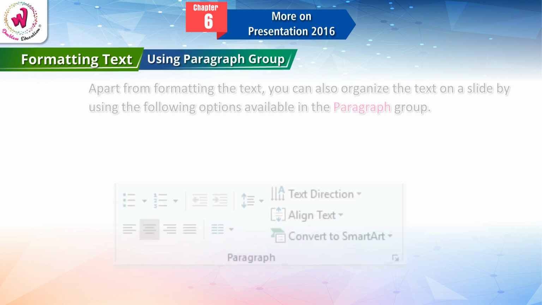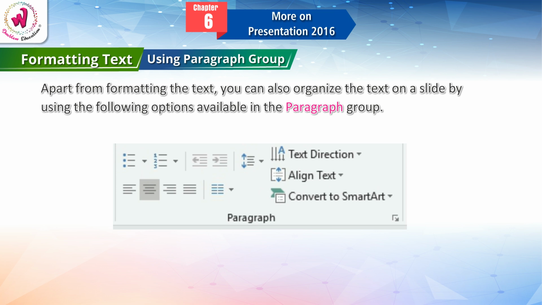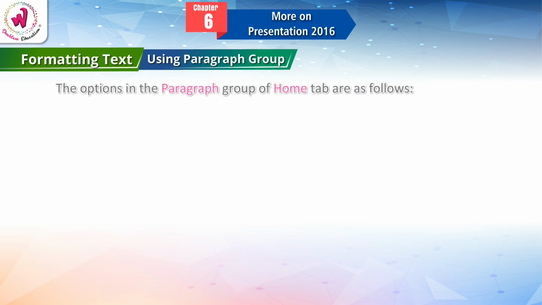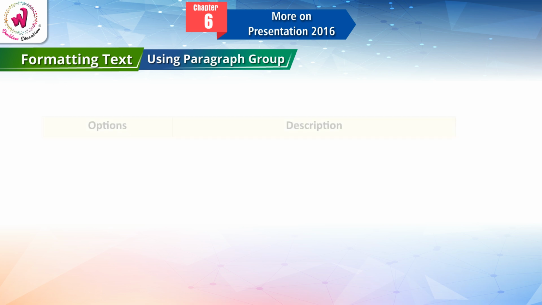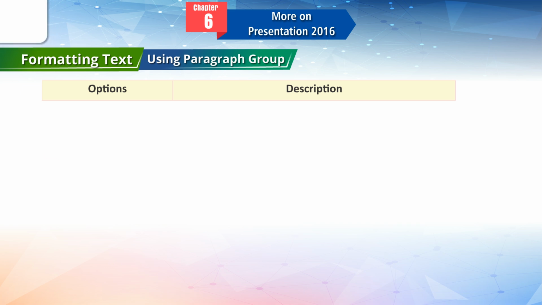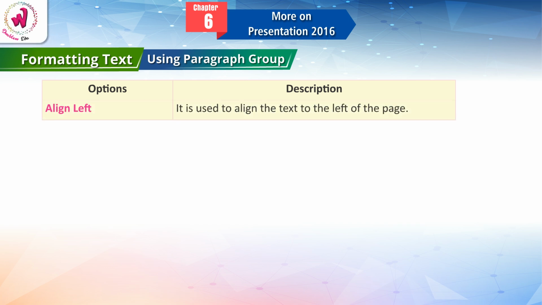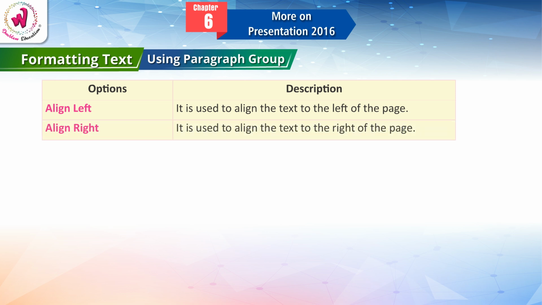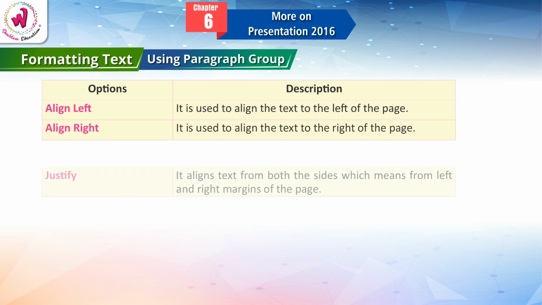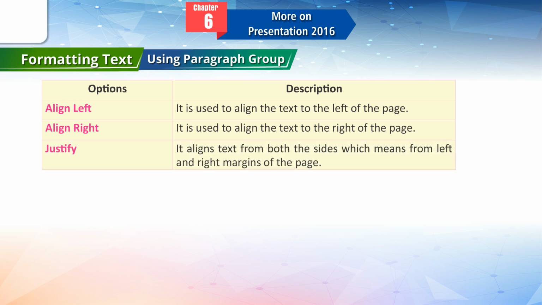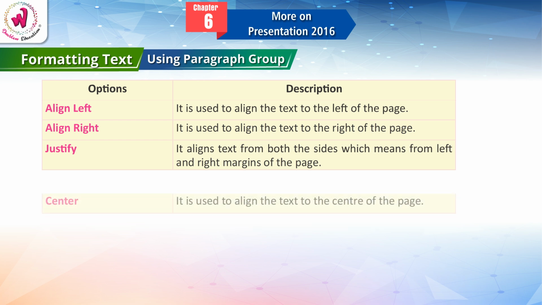Using paragraph group. Apart from formatting the text, you can also organize the text on a slide by using the following options available in the paragraph group. The options in the paragraph group of the Home tab are as follows. Options, description. Align left. It is used to align the text to the left of the page. Align right. It is used to align the text to the right of the page. Justify. It aligns text from both the sides, which means from left and right margins of the page.